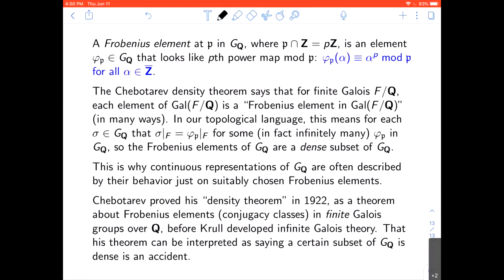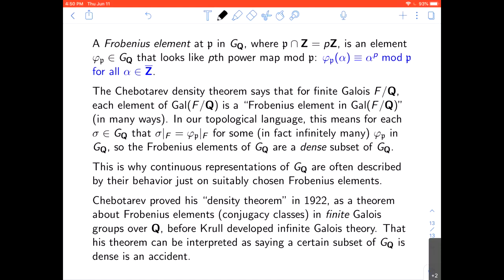And this is kind of cute, because when Chebotarev proved what's called his density theorem, it was just a theorem about finite Galois extensions of Q. But from this point of view, it's actually telling us that these very important Frobenius elements in G_Q are a dense subset. And that's why when people talk about representations of Galois groups, they're always talking about how it looks on Frobenius elements, not on other stuff, usually. And that's because this is a dense subset, and continuous functions are determined by their values on a dense subset.